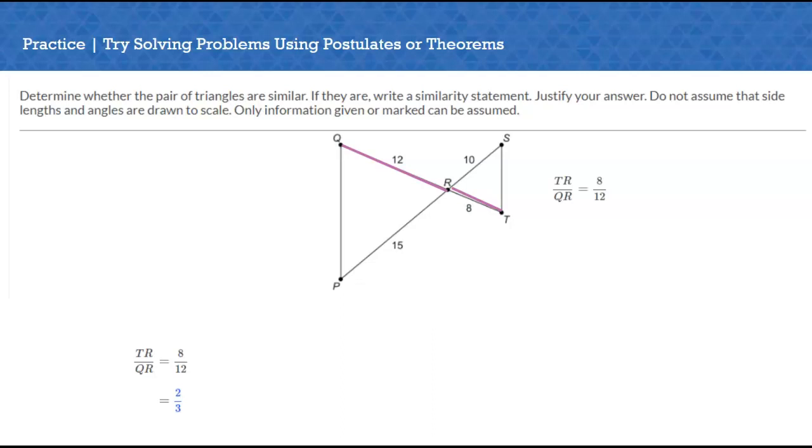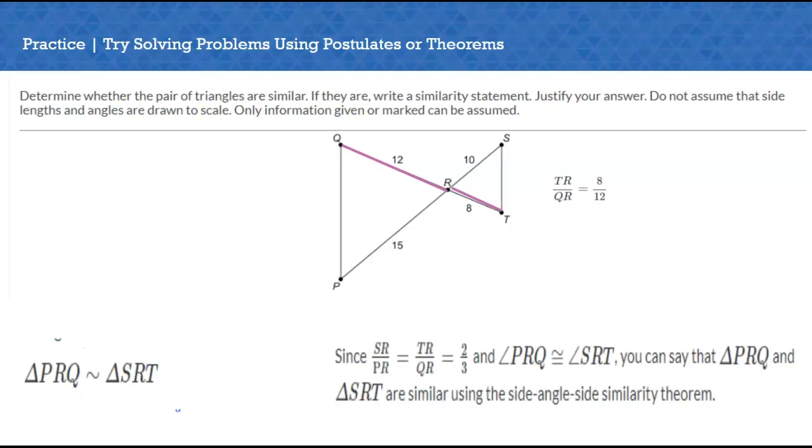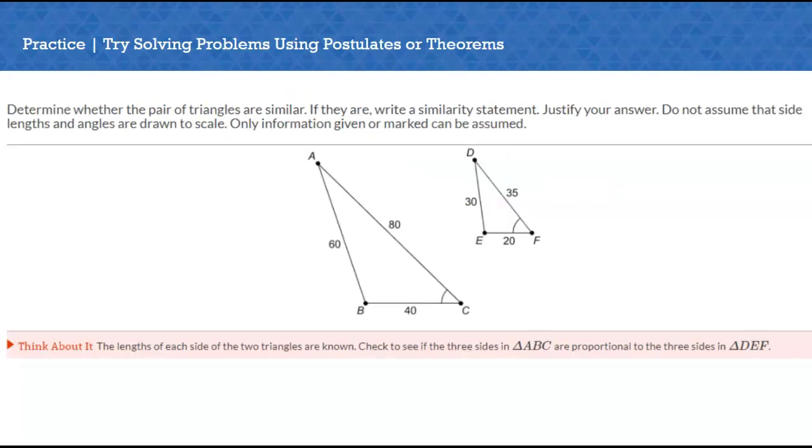Since TR over QR is proportional with SR over PR, we have two sides with an angle in between that's congruent. Since SR over PR equals TR over QR, which is 2/3, those two sides are proportional and angle PRQ is congruent to angle SRT. So triangle PRQ and SRT are similar using the side-angle-side similarity theorem.